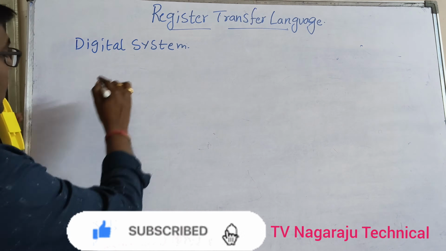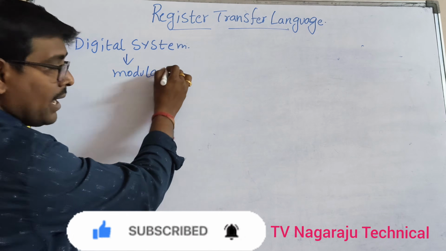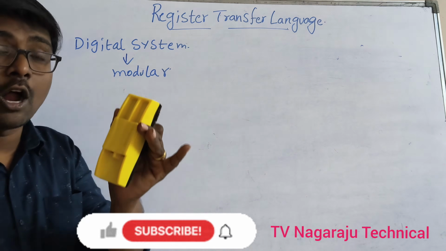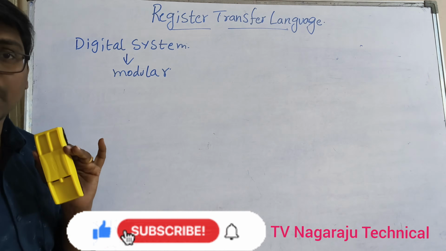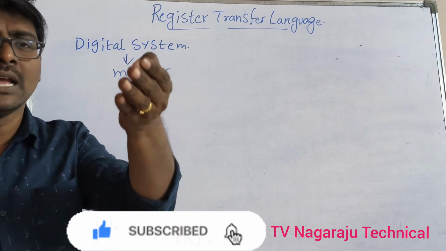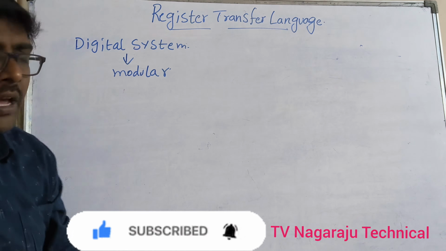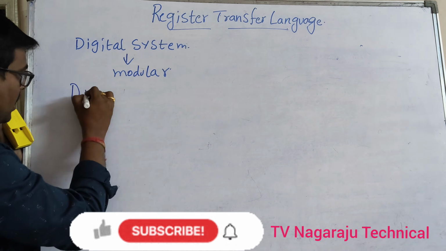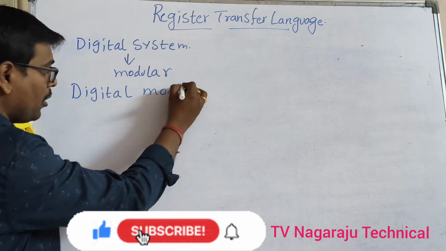That means a digital system is simply a modular approach, that is, different hardware modules are connected to perform some specific task. What are the different hardware modules? Like decoders, ALUs, multiplexers. All those are different hardware modules. Now each one is simply called a digital module.